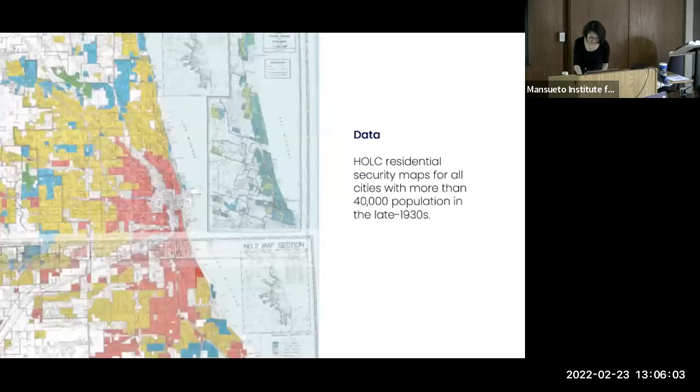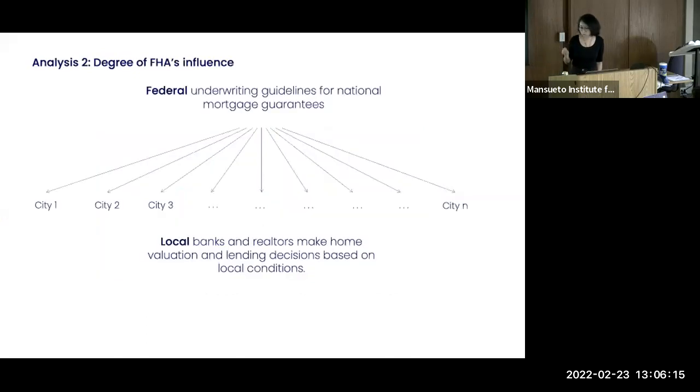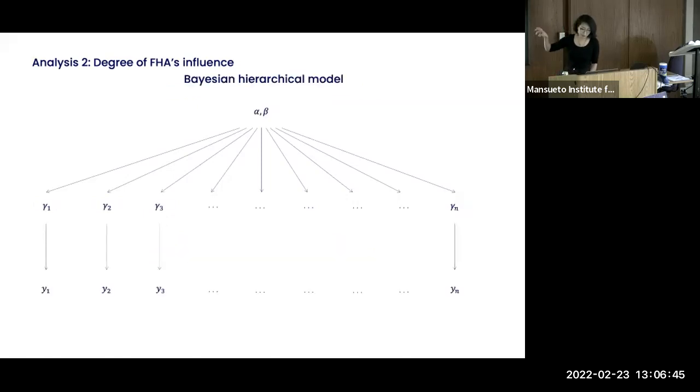Also using the HOLC map. And then I'm only using tracts that have a 25% grade coverage or greater with a single categorization. And so the only slightly unusual bit of method that I'm using here is this Bayesian analysis for part two. The decision to do this analysis stems from the fact that these federal policies were implemented locally. At the federal level, we have this underwriting manual that is a national guideline. However, we know these policies were implemented by local banks and realtors who made valuation and lending decisions based on their local officials. So we have this Bayesian framework. I'm using the A and B HOLC grades, and I measure how their effects vary across cities while allowing information about these effects to be shared between cities.